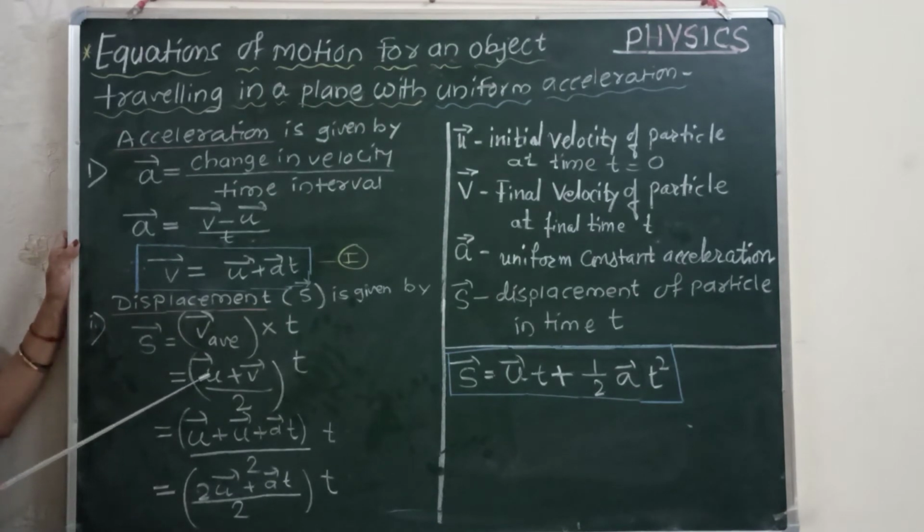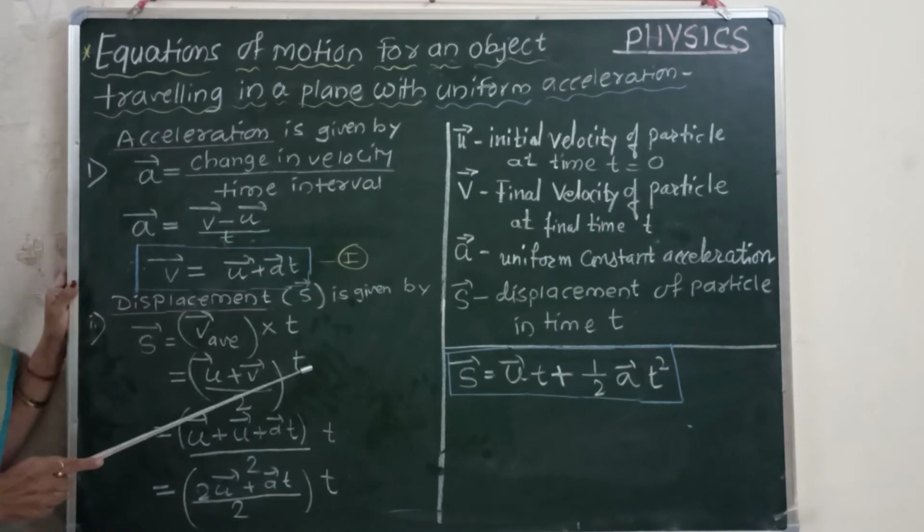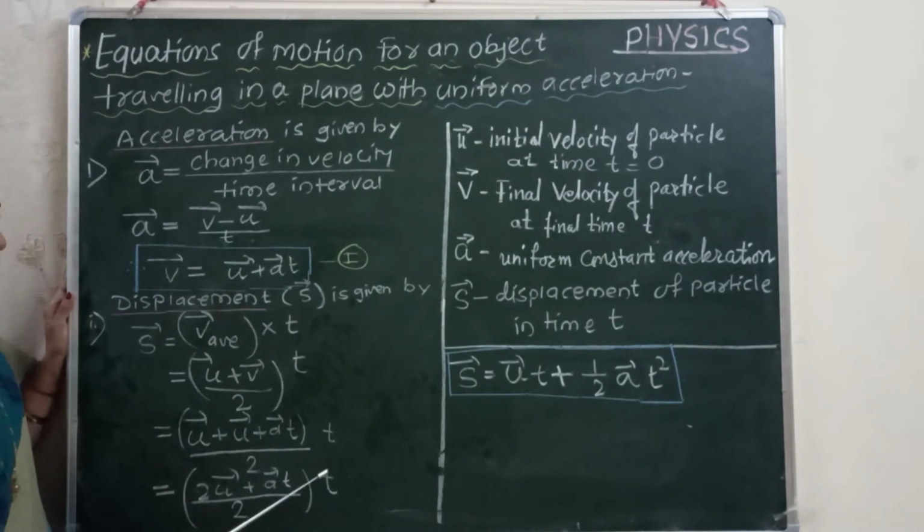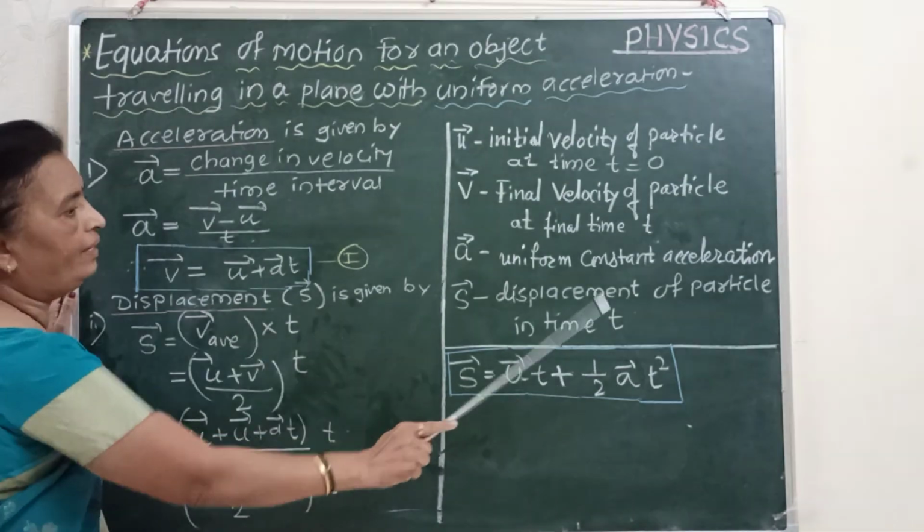What is that? It is (u plus v) upon 2 into t. To find the average, what do we do? We do this addition, divided by 2. So substitute the value of v from equation number 1. So u will be as it is, plus this v is replaced by u plus at, divided by 2, into t. Now this u plus u becomes 2u plus at, divided by 2, into t. That means this equation becomes ut, this 2 will get cancelled, ut plus half a into t square.